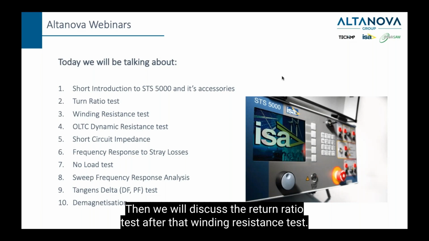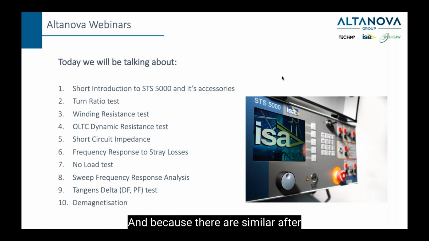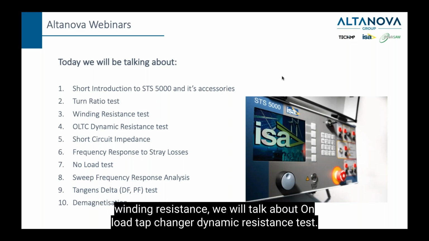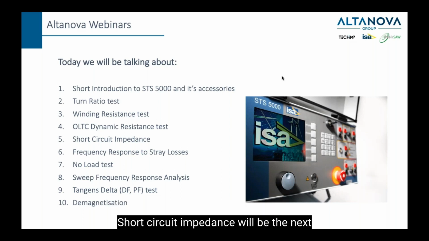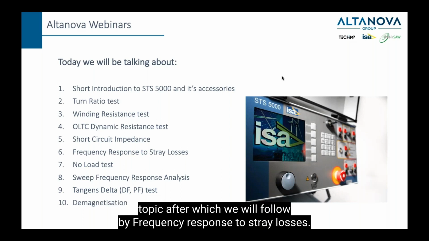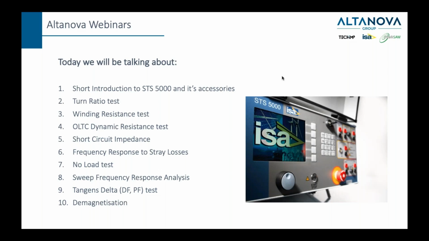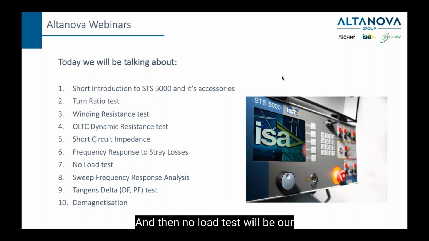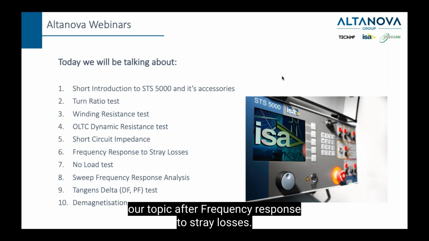After that, winding resistance test. And because they are similar, after winding resistance, we will talk about on-load tap changer dynamic resistance test. Short circuit impedance will be the next topic, after which we will follow by frequency response to stray losses, and then no load test will be our topic after frequency response to stray losses.